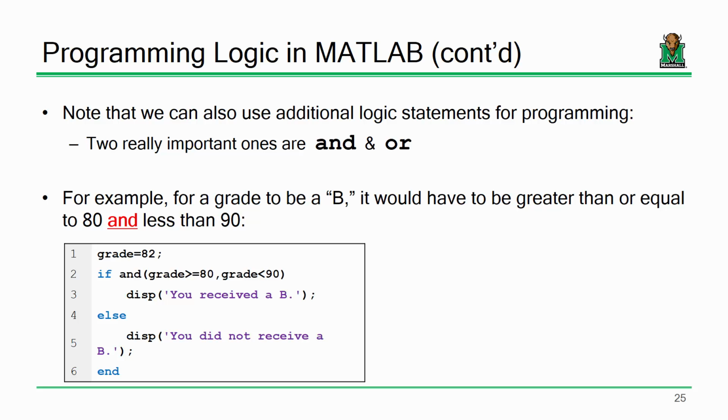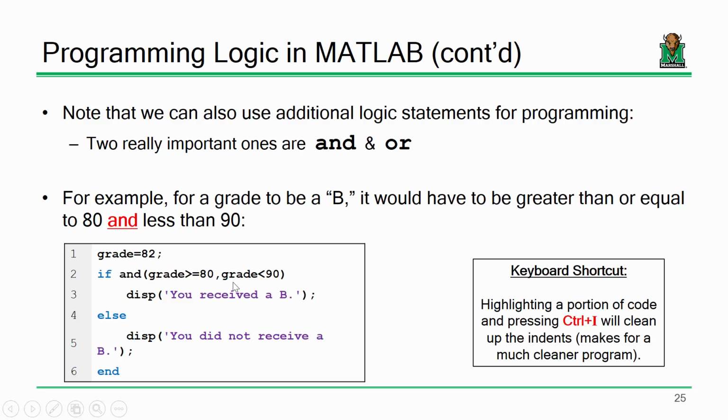So the way that the and statement works is that there are two statements within the parentheses, and both of those have to be true in order for it to then do the thing below it. This would be a pretty pointless program. It only exists to tell people if they got a B. But it gives you the idea of the syntax of how and is used.